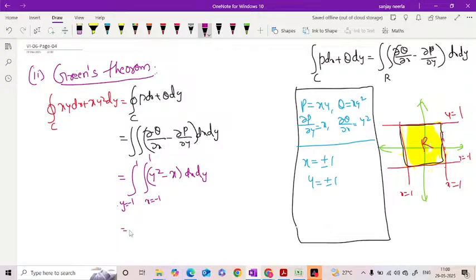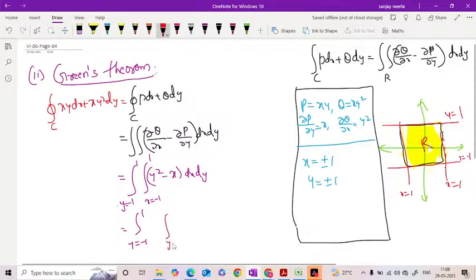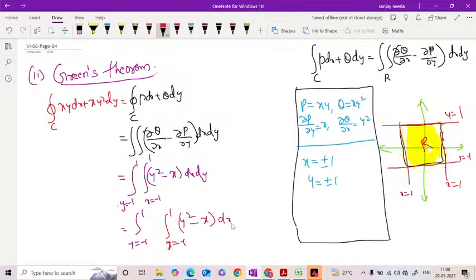So here, first of all, evaluate the x limits. Integration of x is equal to minus 1 to plus 1, y square minus x into dx into dy.